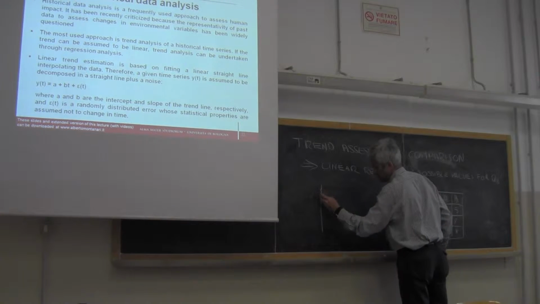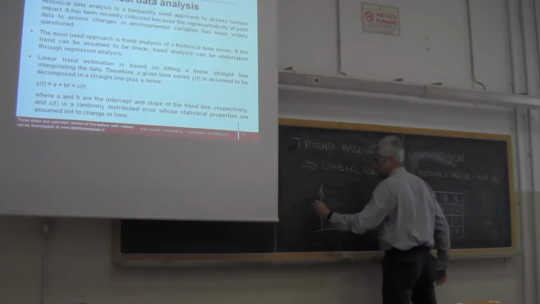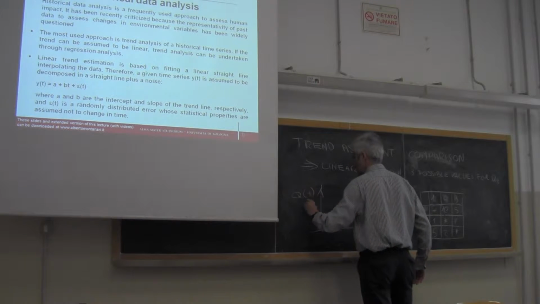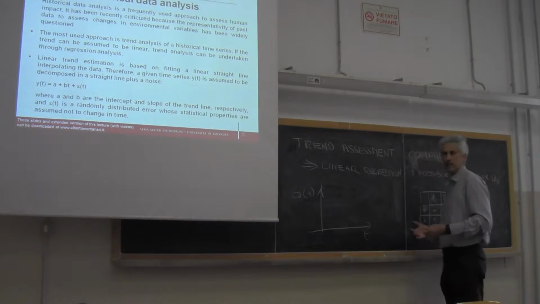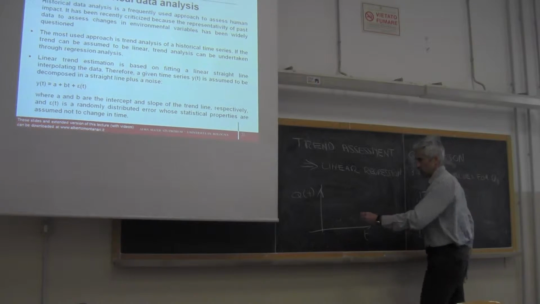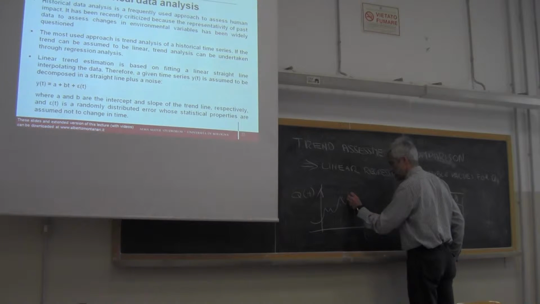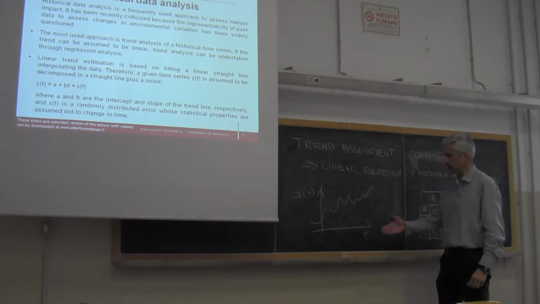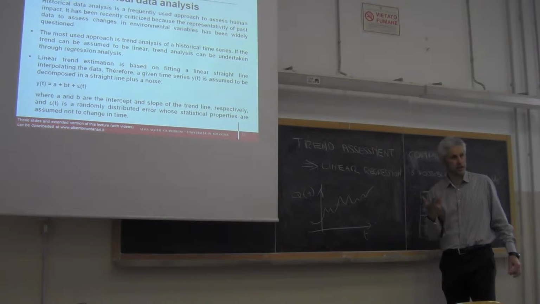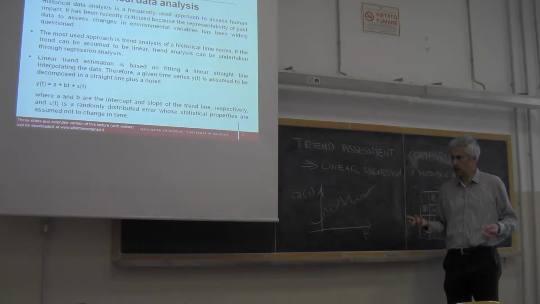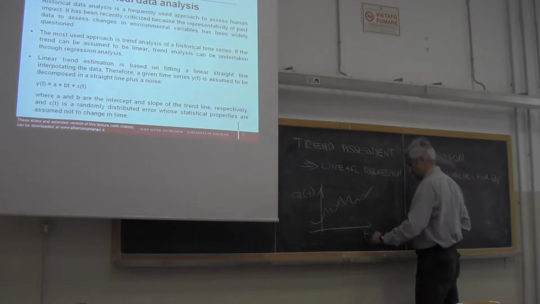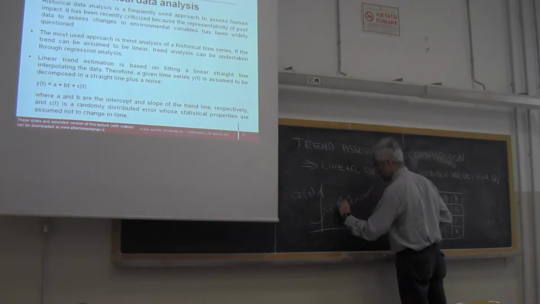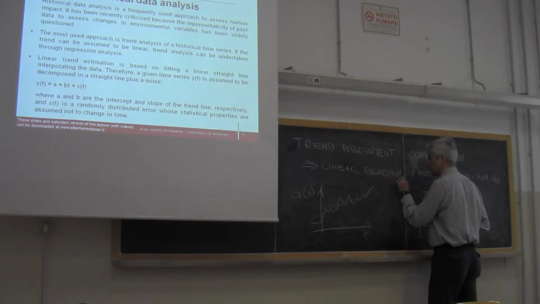Let's suppose that you have water resources, Qt, with respect to time. You accept that there is climate change, and you look at historical data and you see something like this. Clearly there is a trend, an increasing trend. The trend may also be decreasing, and the question is how to estimate it and how to project it into the future. The most used way is linear regression, and then I can project it into the future.